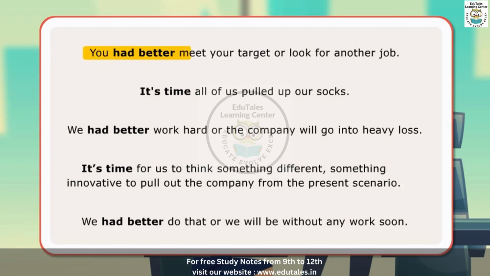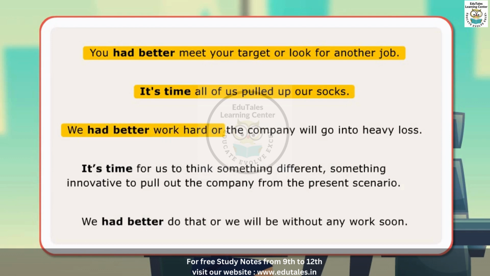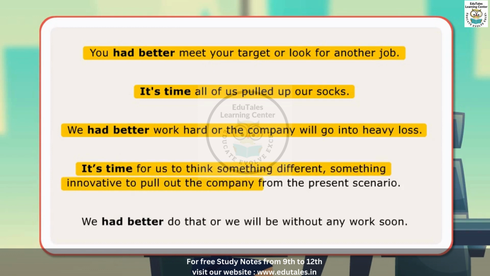You had better meet your target or look for another job. It's time all of us pulled up our socks. We had better work hard or the company will go into heavy loss. It's time for us to think something different, something innovative, to pull out the company from the present scenario. We had better to do that or we will be without any work soon.